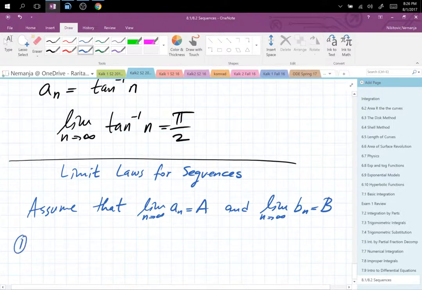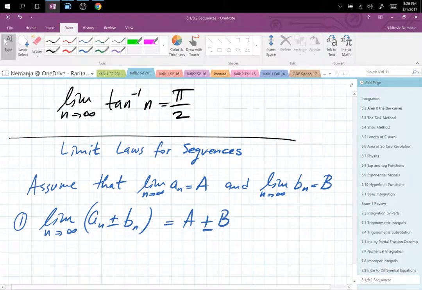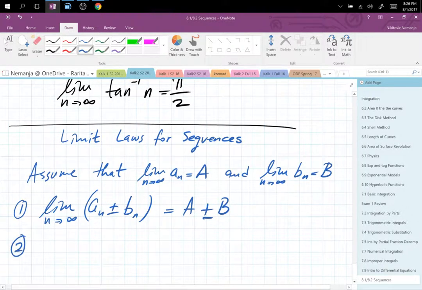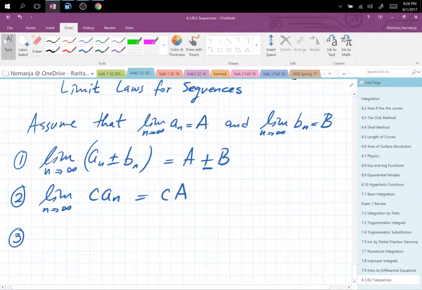Number 1, the limit of a_n plus or minus b_n is going to be a plus b, or minus b, depending on which one you have. Constant multiple: this is technically the rule that says you can kick constants outside. There is no product rule for this, so it just goes straight through because limits are like that.